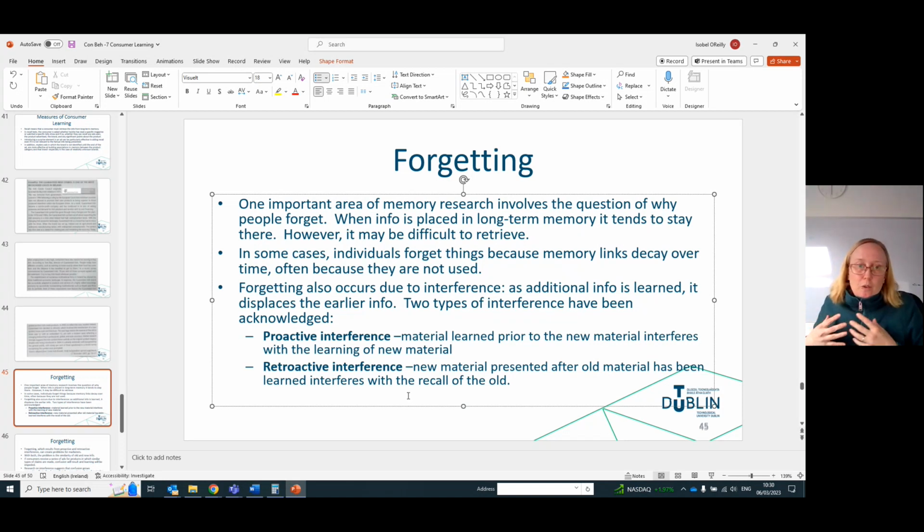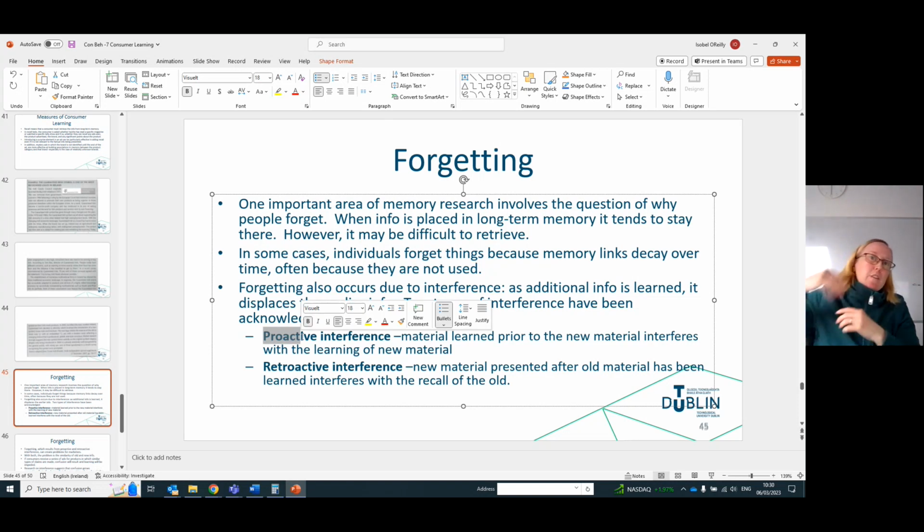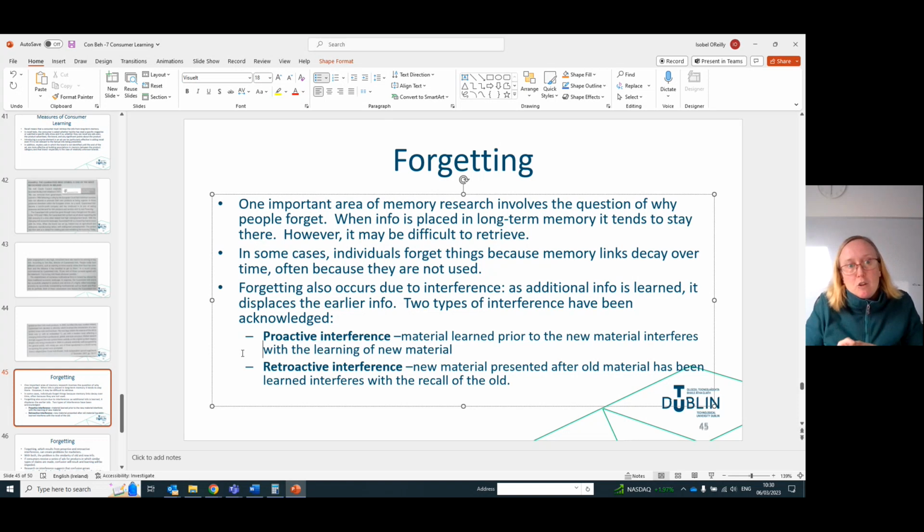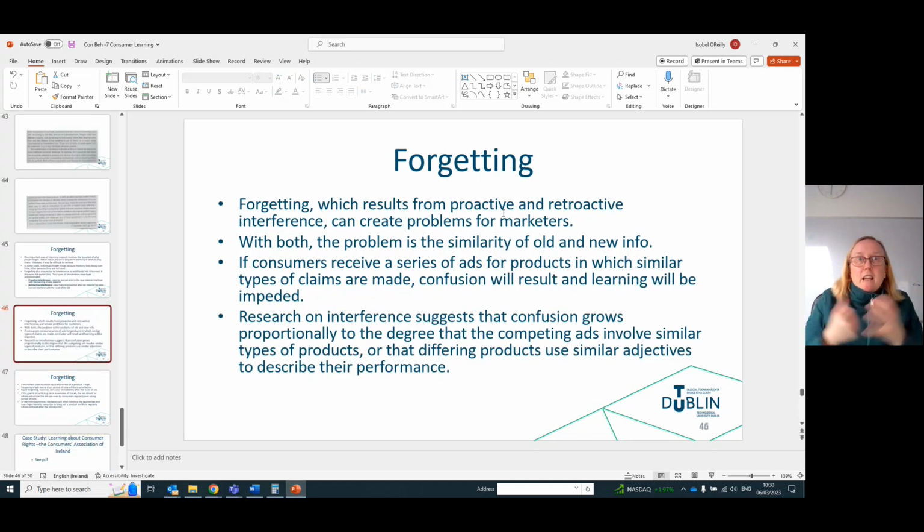So the memory of our brand that we're trying to have lodged in the long-term memory, we succeeded in getting it there, but then it's the stuff that comes in after that has caused that interference. Whereas the proactive is that our brand information is not making it there because of what's already in there. So it's whether the memory you're trying to create in the customer is the new one or the old one getting influenced by the opposite. Forgetting, which results from proactive and retroactive interference, can create problems for marketers.